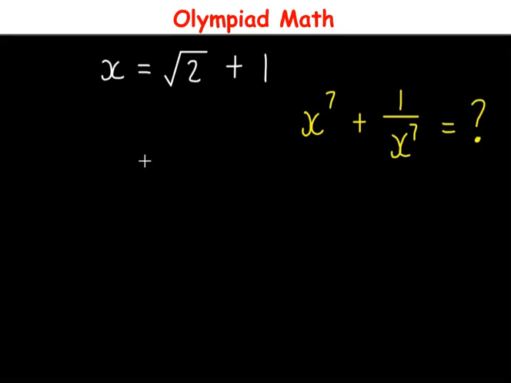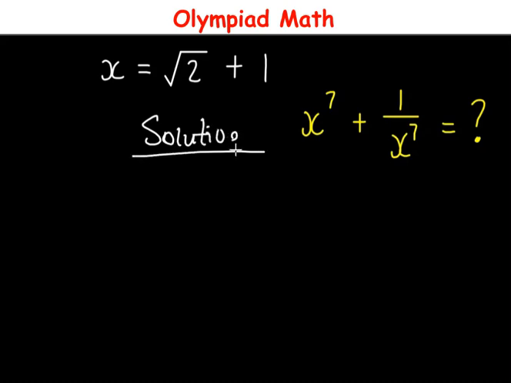Hello everyone, in this video let us solve this question. We have x equals square root of 2 plus 1, and from this we have to solve for the value of x raised to the power 7 plus 1 over x raised to the power 7. What is the value of this? To solve this, solution.